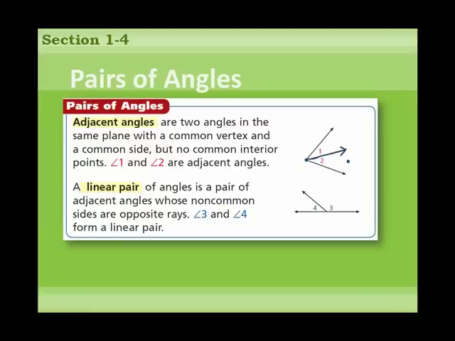A linear pair is also a pair of adjacent angles. They have a common vertex and a common side, and no common interior points. However, the two sides that they do not have in common form a linear pair. You can see this side here and this side here form a straight line, and that makes them a linear pair because the two sides are opposite rays.